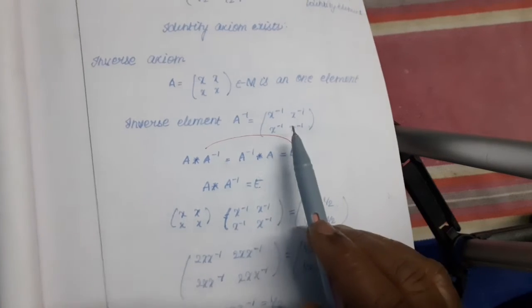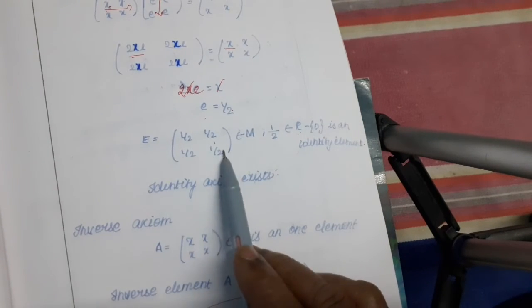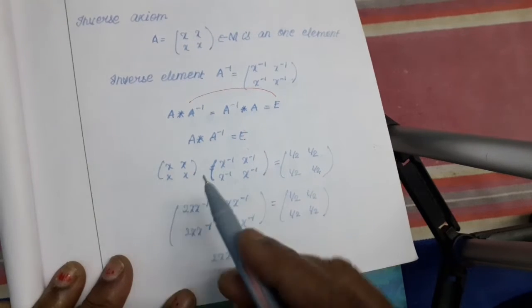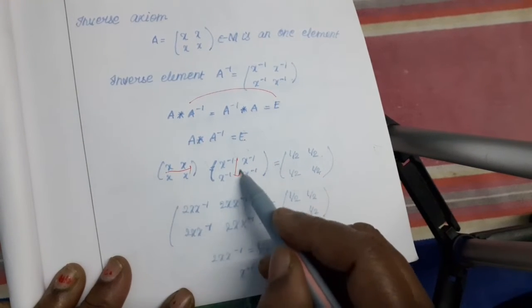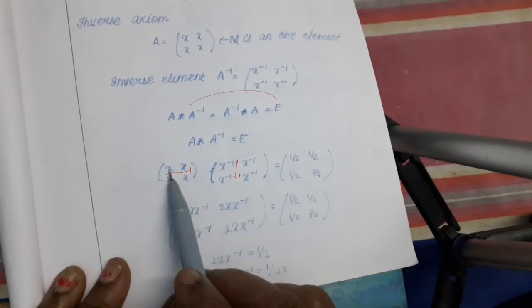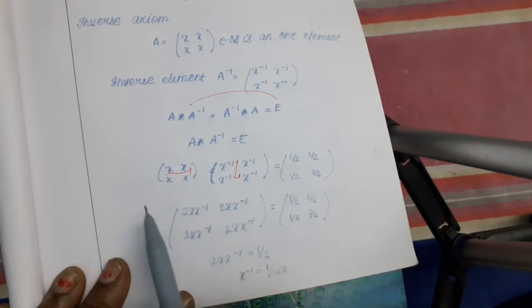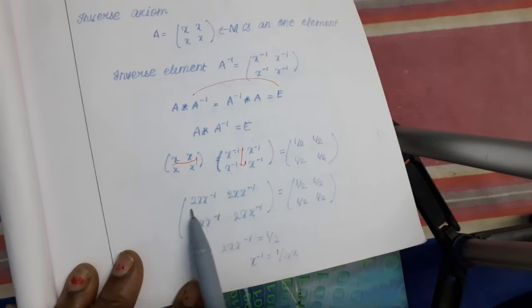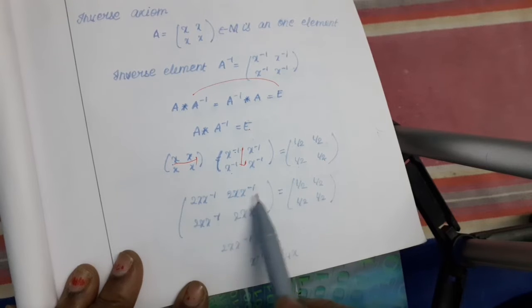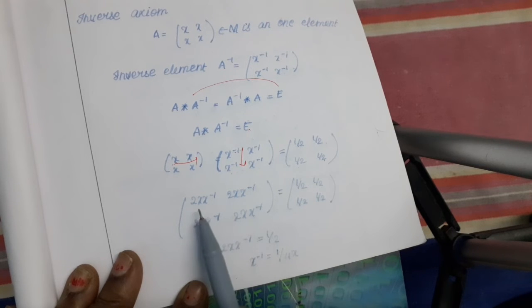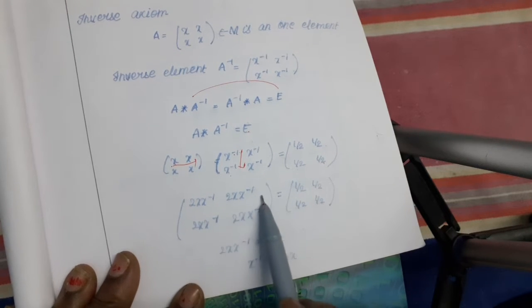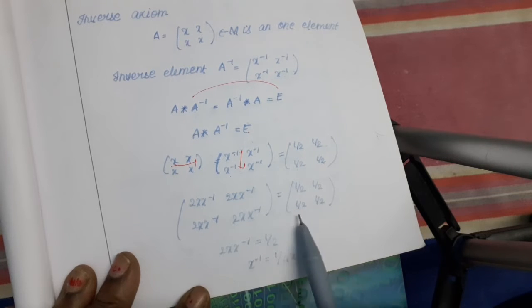Just now we found out what the identity element is: 1 by 2 in the 2 by 2 matrix. So 1 by 2, 1 by 2. Similarly, the same procedure. First row with the first column, X into X inverse, X into X inverse. Total how many X into X inverse? We get 2X into X inverse. In the 2 by 2 matrix, we get 2X into X inverse. Here also X into X inverse. What do we get? 1 by 2, 1 by 2.